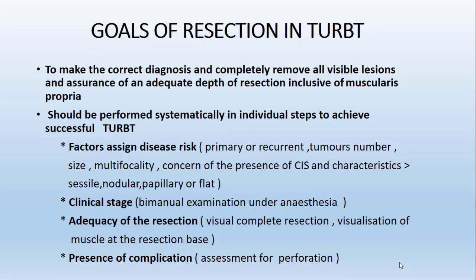These factors are for assessing disease. We should note during TURBT whether the tumor is primary or recurrent. Tumor number should be noted, size, multifocality, and concern for the presence of carcinoma in situ, and the characteristic of the tumor, whether it is sessile, nodular, papillary, or flat. We should also note the clinical stage with bimanual palpation, whether palpable or not palpable, but we can omit the bimanual palpation in cases such as non-invasive or low-grade tumors.